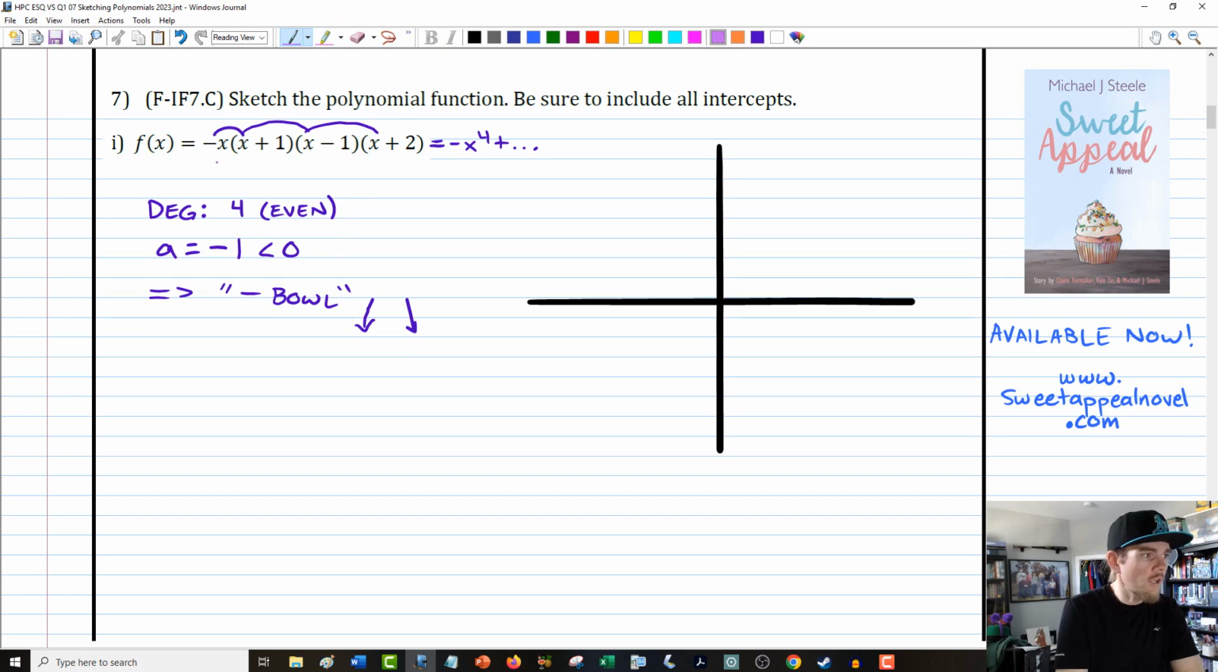So to find those intercepts, we look at each of the individual factors here, and we figure out what would make each one equal to 0. So again, the problem doesn't explicitly ask us to state them, but I'll state them just for simplicity. We have 4 x-intercepts here.